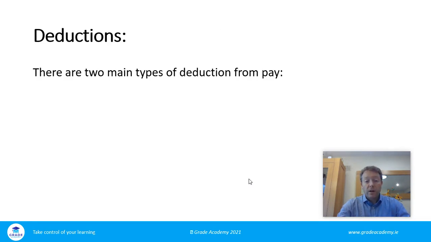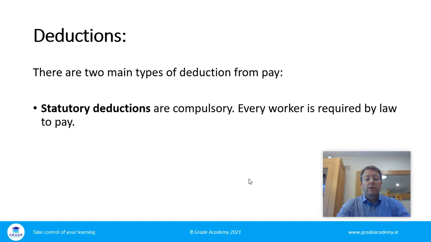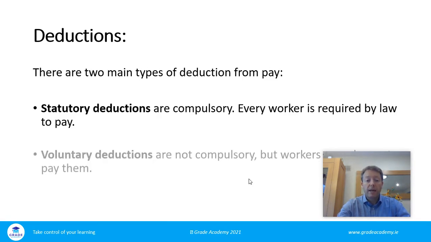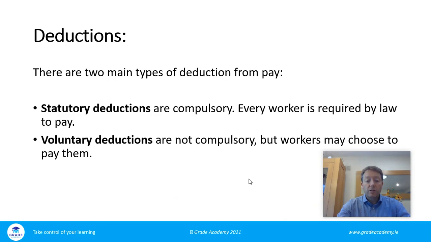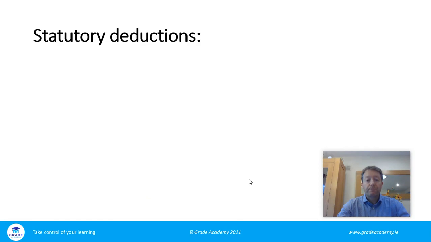There are two types of deductions from pay. So, money taken away from your wages or your salary. There are statutory deductions. These are compulsory. Every worker is required by law to pay these. Voluntary deductions are not compulsory, but workers may choose to pay them.